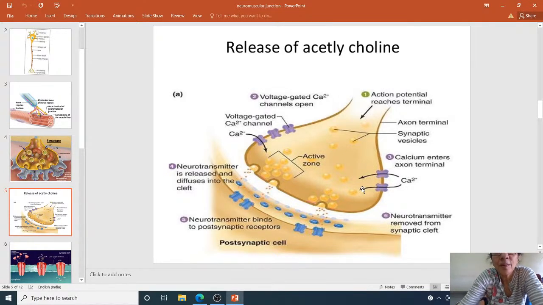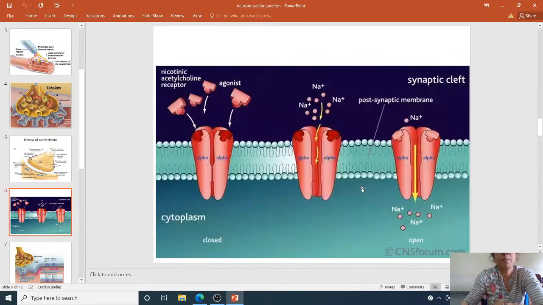So how are these receptors? Again, I'll come back to this page. Look at these receptors. These receptors are present through and through. They penetrate the whole of the cell membrane. These receptors are nothing but a protein complex. This protein complex has 5 subunits: 2 are alpha, 1 is beta, 1 is delta and 1 is gamma.